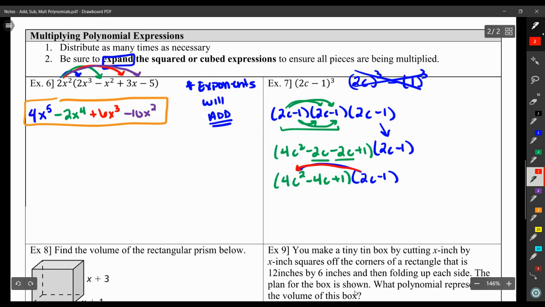2c times 4c squared gives us 8c to the third. 2c times negative 4c makes negative 8c squared. 2c times 1 makes 2c. And do it all over again with the negative 1.